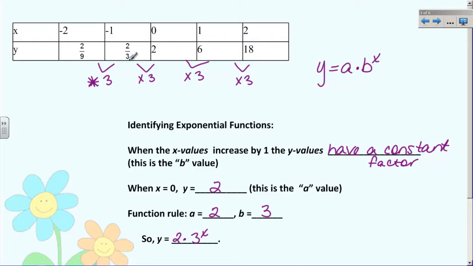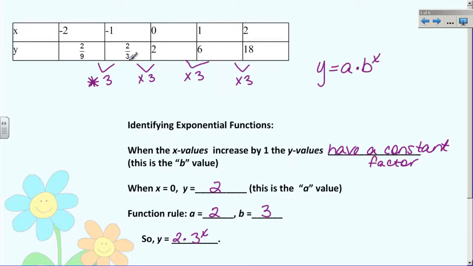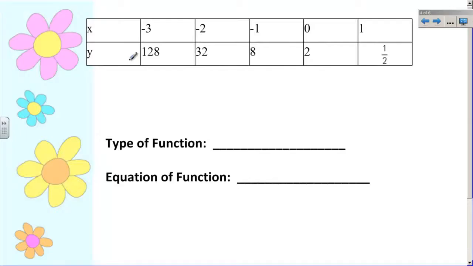So the difference between a linear function and an exponential function: linear functions have a constant rate, so they are adding or subtracting the same number every single time. Exponential functions have a constant factor, so you should be multiplying by the same thing every time. Let's do a couple of examples.